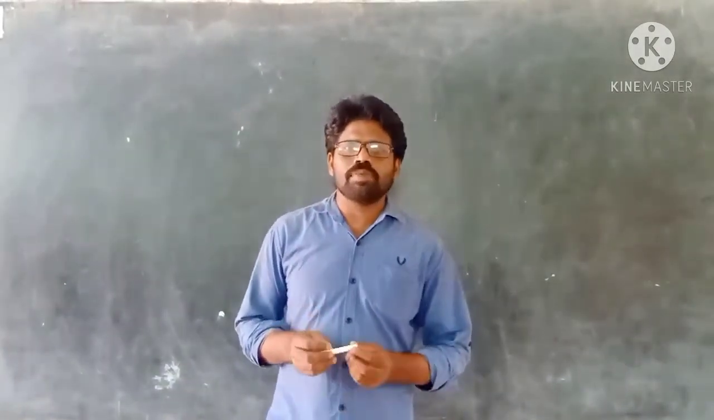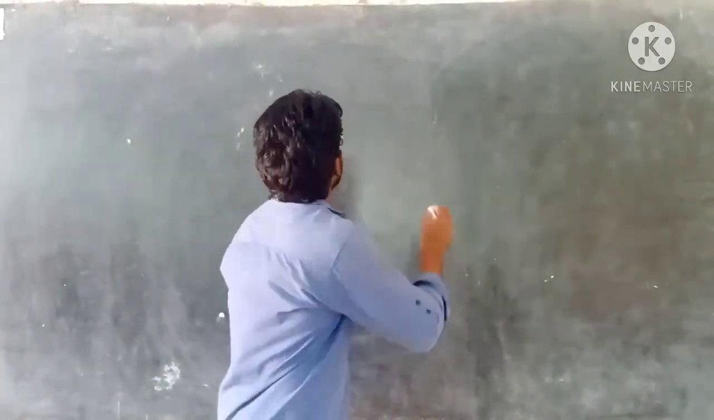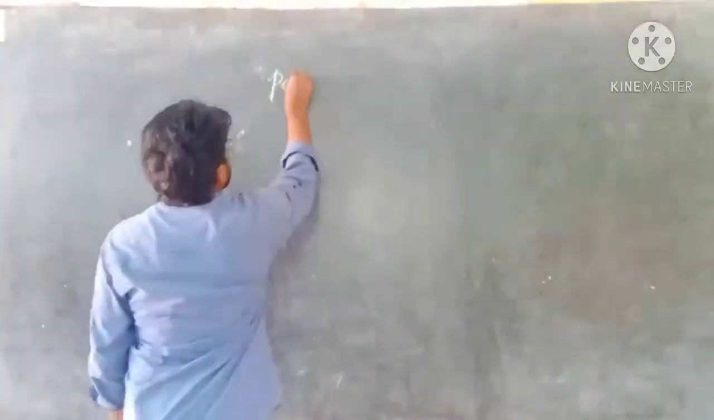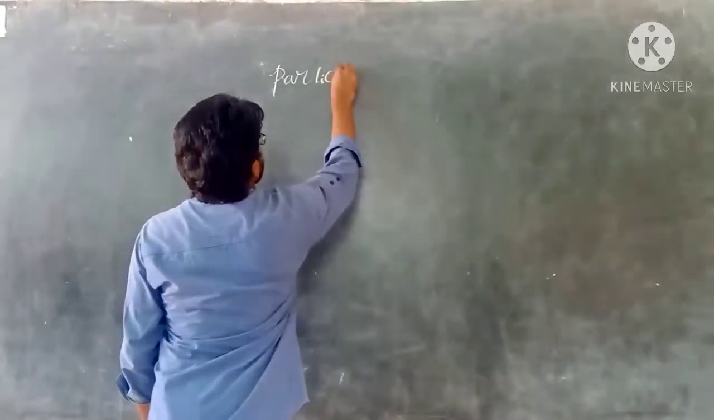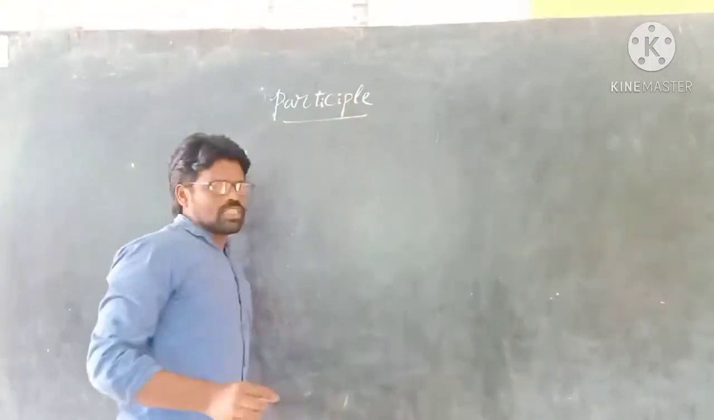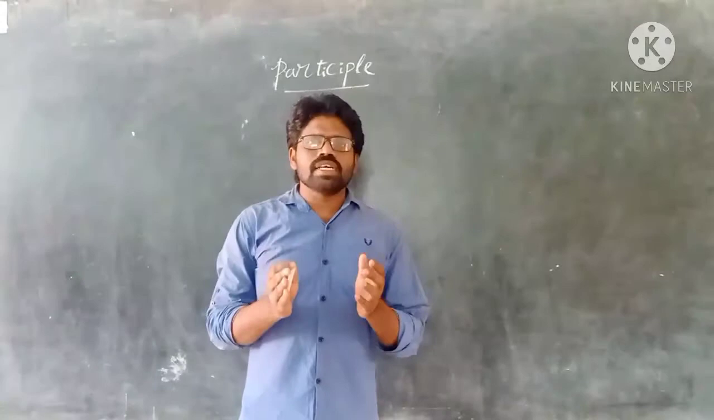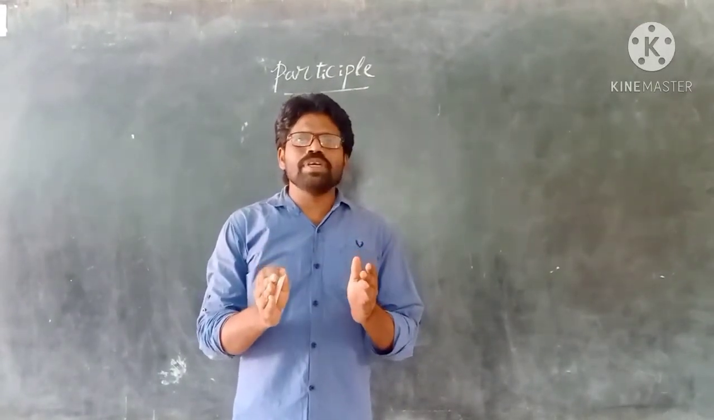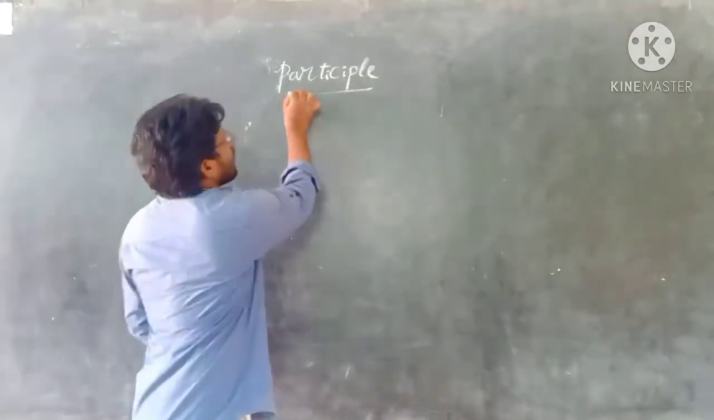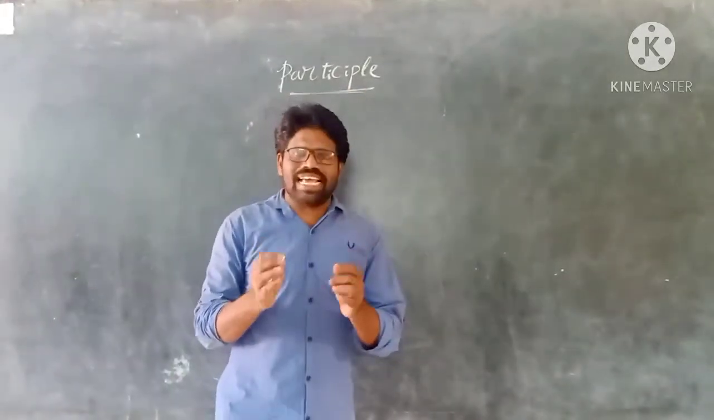Children, today's grammar topic is participle. What is today's grammar topic? Participle. What is a participle? Participle is a form of verb. It can be used as an adjective.